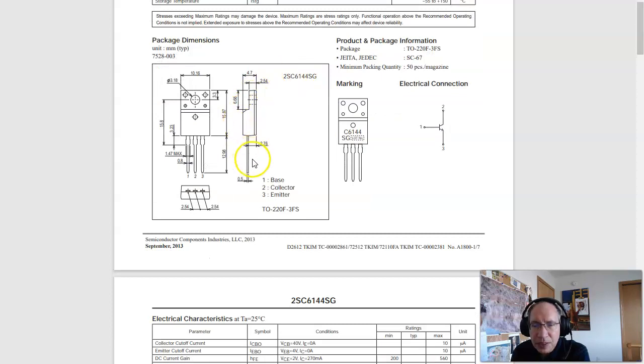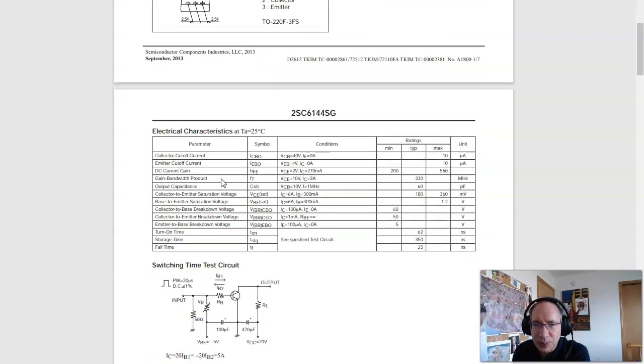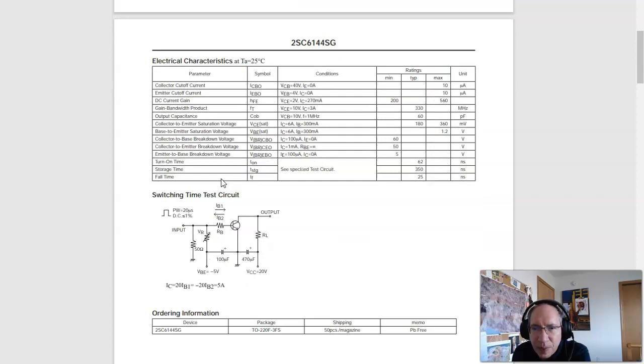Kind of notice these have a weird pinout. You'd think that the base would be in the middle. It's not. It's actually on the left. It goes base, collector, emitter. So you've got to make sure you get them right when you power them up. And the voltage base to emitter is right here. That's at most 1.2 volts, typically 0.7. This is just a transistor. The voltage drop across the silicon transistor is 0.7.